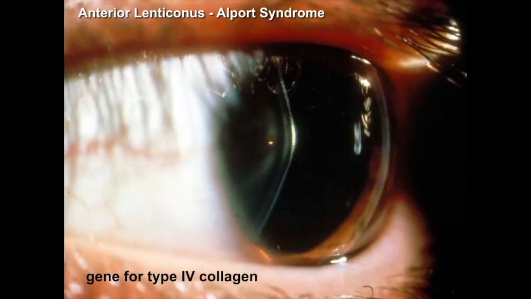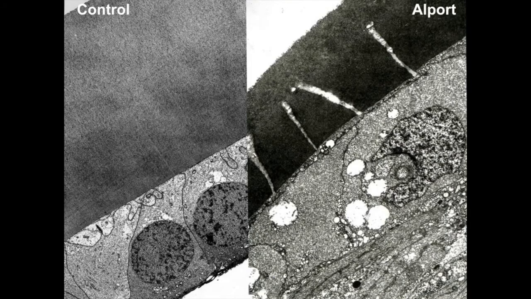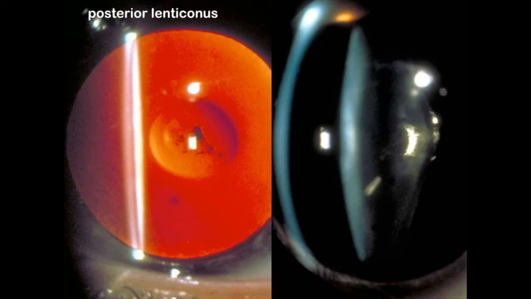Anterior lenticonus is seen in Alport syndrome of hereditary hemorrhagic nephritis. This is caused by mutations in the gene for type 4 or basement membrane collagen. Here we see the protruding lenticonus. Here's electron microscopy of a case of Alport syndrome by Dr. Barbara Streeten. We can see that the lens capsule is highly abnormal. It's thin and has these interesting dehiscences.